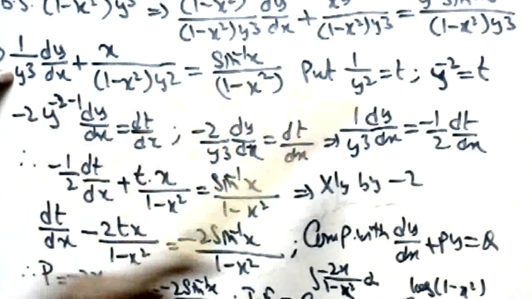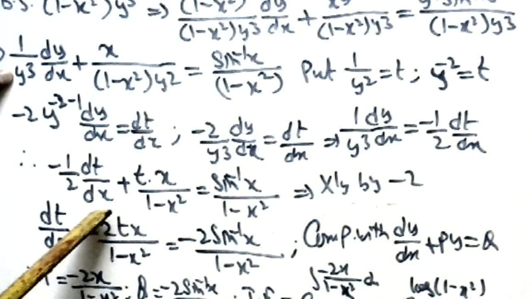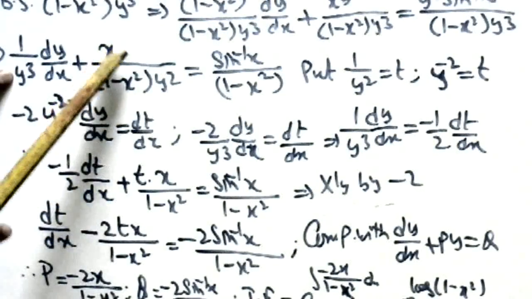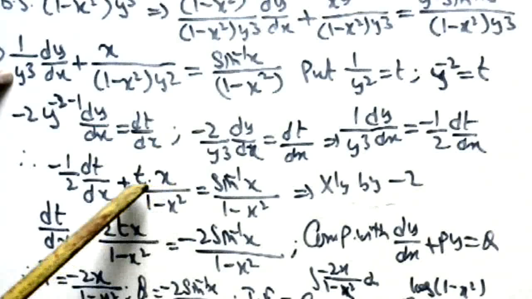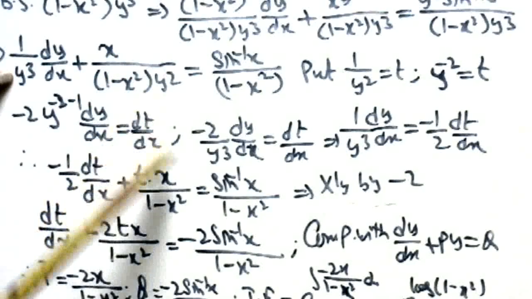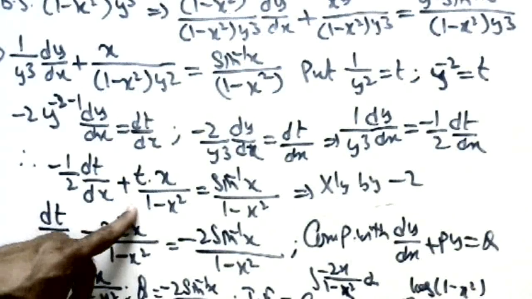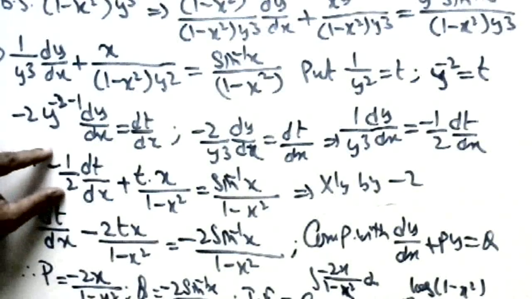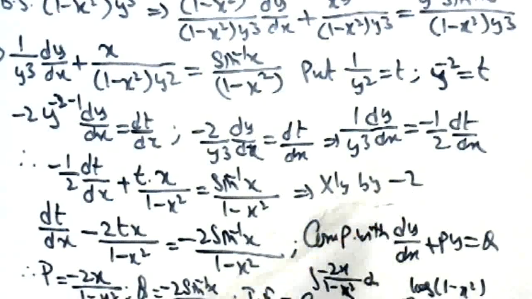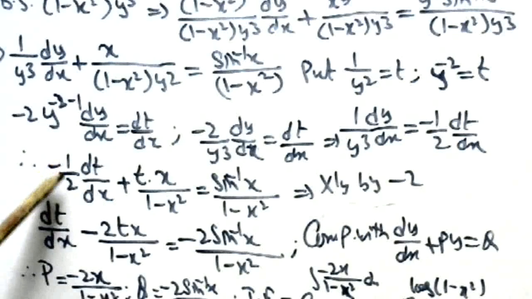Now let me change this one. 1 by y cube dy by dx: we got minus 1 by 2 dt by dx, plus 1 by y square, which we supposed as t. Then what is left? x by 1 minus x square. Now to bring this into the linear form, we have to take out this minus 1 by 2, so multiply by minus 2.